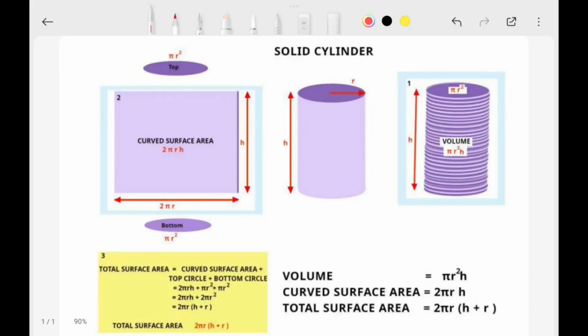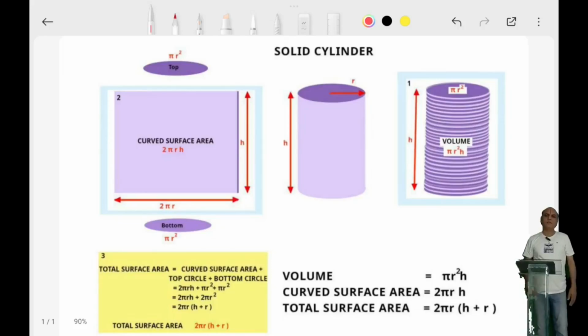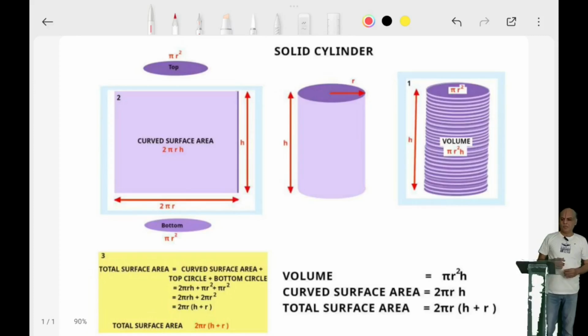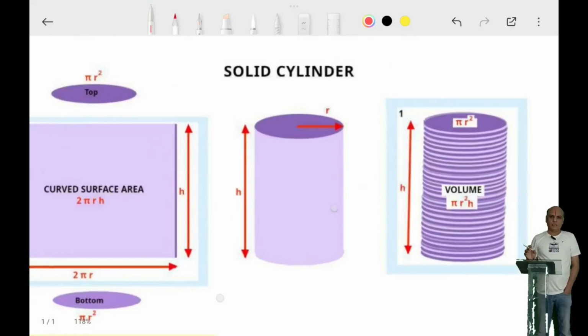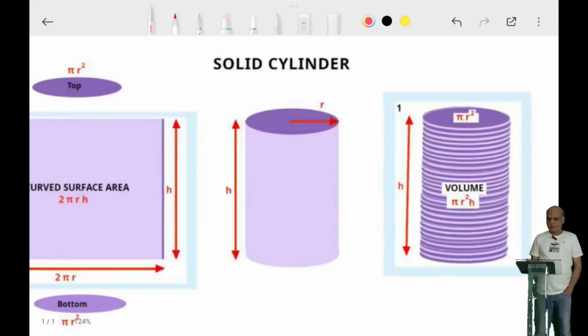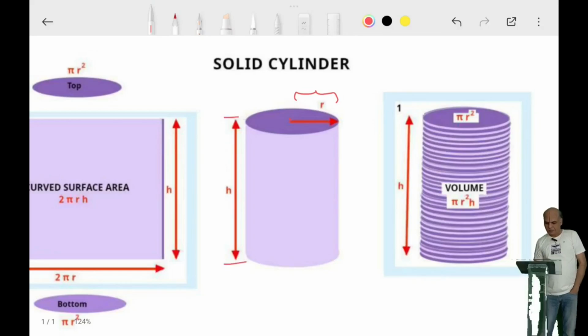Welcome to the session. Today we'll discuss mensuration. So the first structure is a solid cylinder. If you focus on the screen, you can see a solid cylinder with radius r. Okay, so this is the radius r from the center of the cylinder. Then this is the height of the cylinder. It is denoted by h.